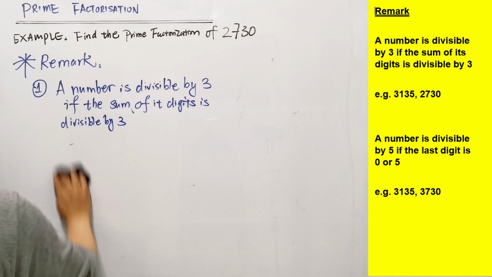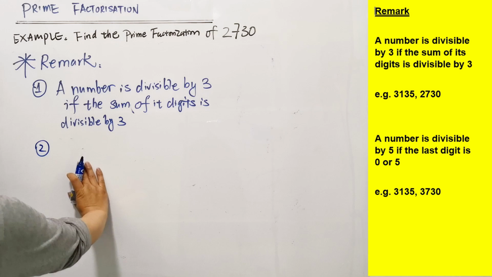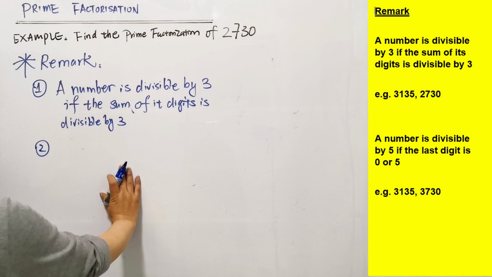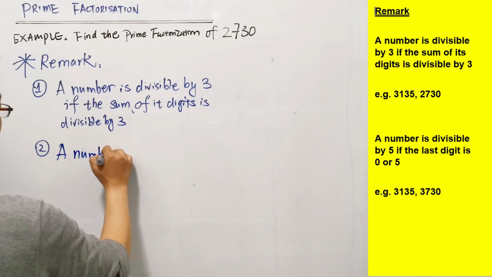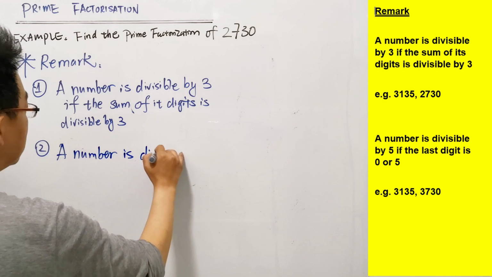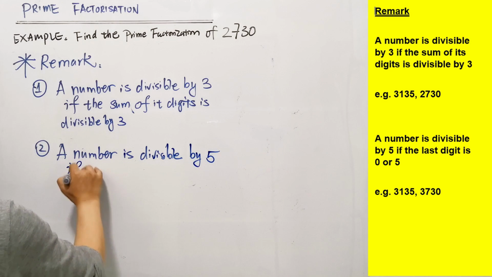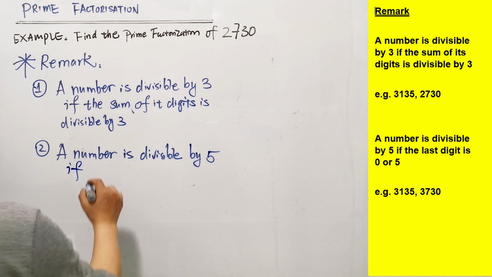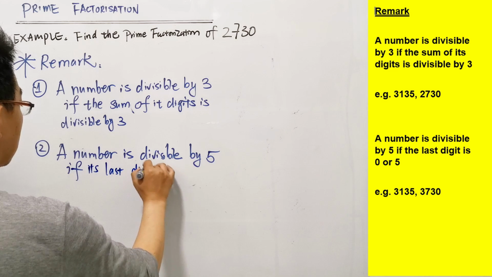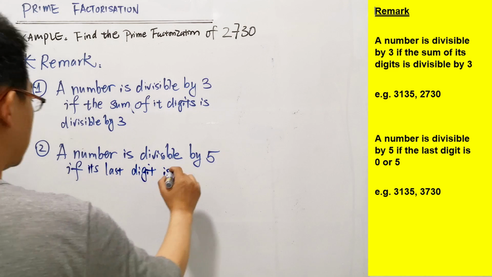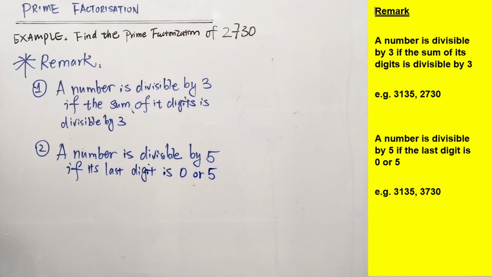Okay, let's look at the second one. A number is divisible by 5 if its last digit is 0 or 5. A number is divisible by 5 if its last digit is 0 or 5. Okay, this is very easy to understand, right?